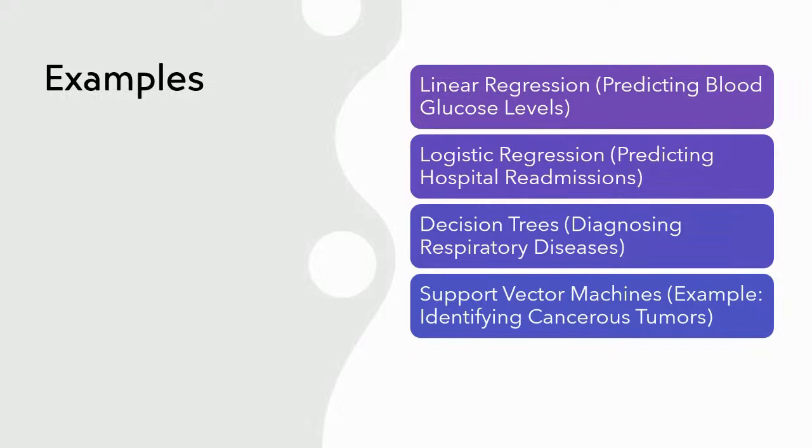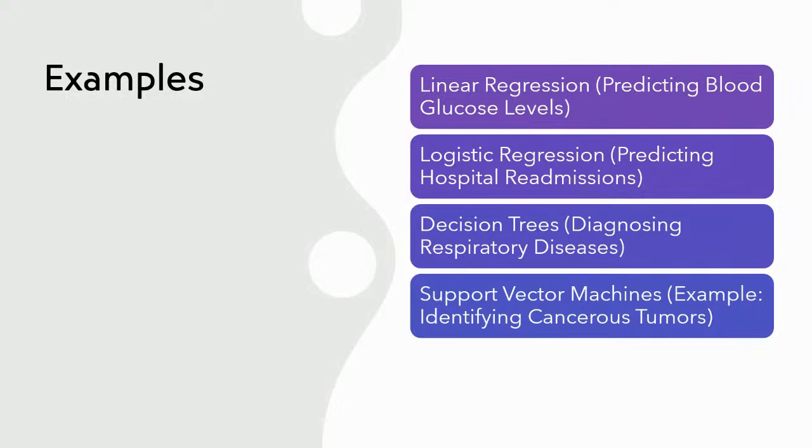Predicting hospital readmission is another example. Logistic regression can be used to predict the likelihood of a patient being readmitted to the hospital within 30 days of discharge. This can help healthcare providers identify high risk patients and develop targeted interventions to reduce readmissions.